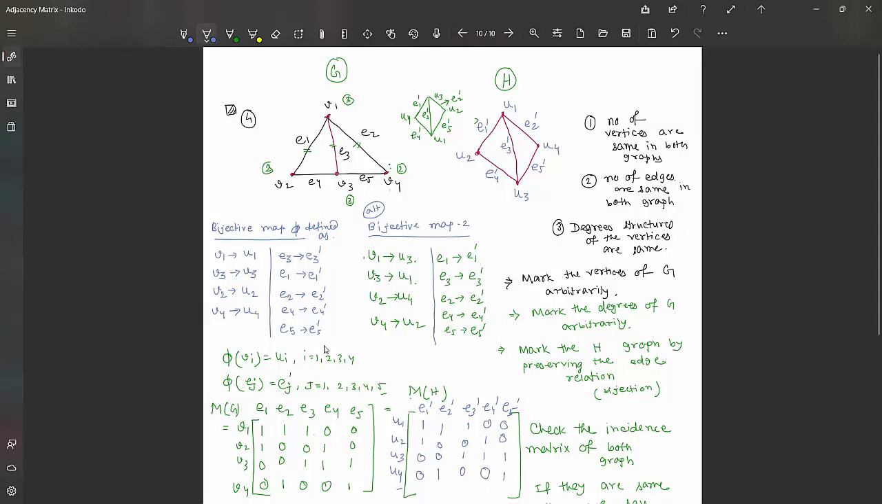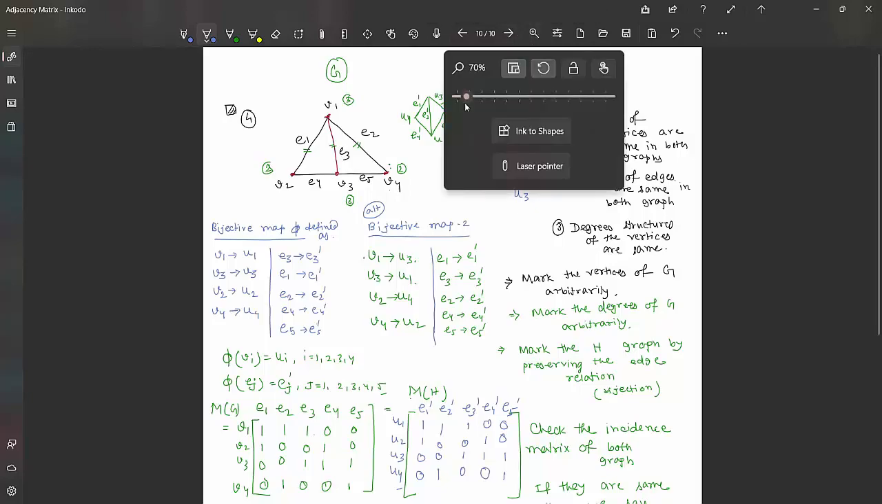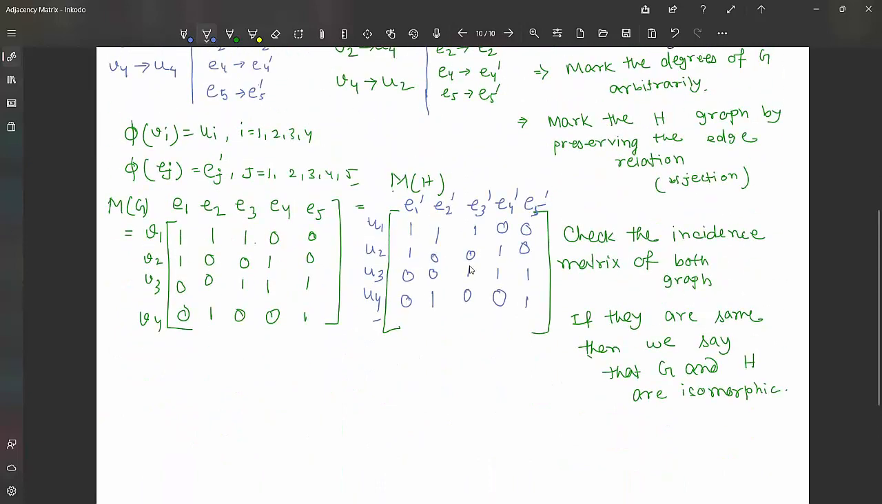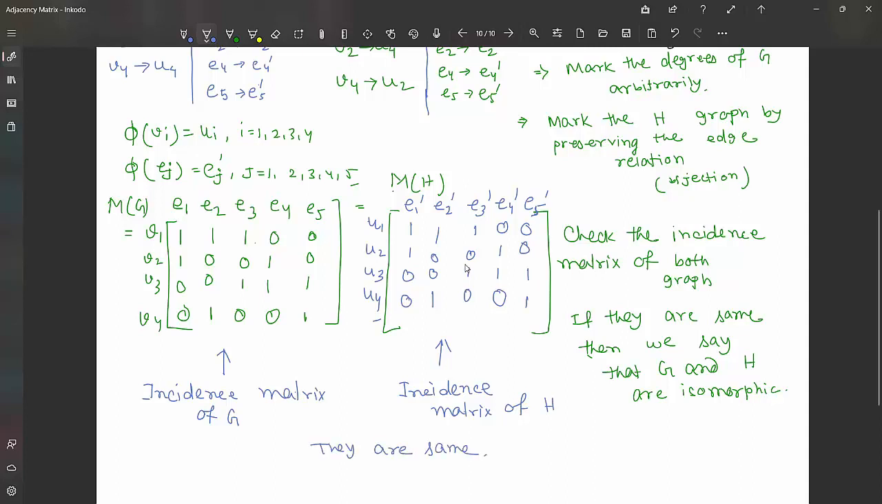Okay. Now, if you see these two matrices, then you can easily verify that these two matrices are the same. So this is the incidence matrix of G, and this is the incidence matrix of H, and they are same. Actually, we defined the mapping in this way so that they will be same, but this is just for the verification.